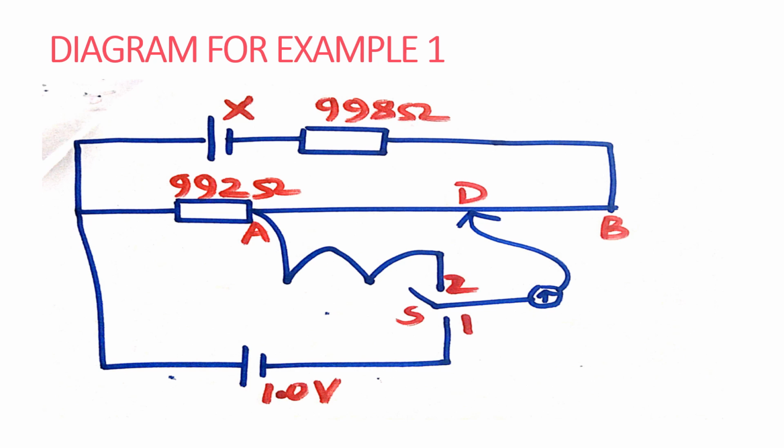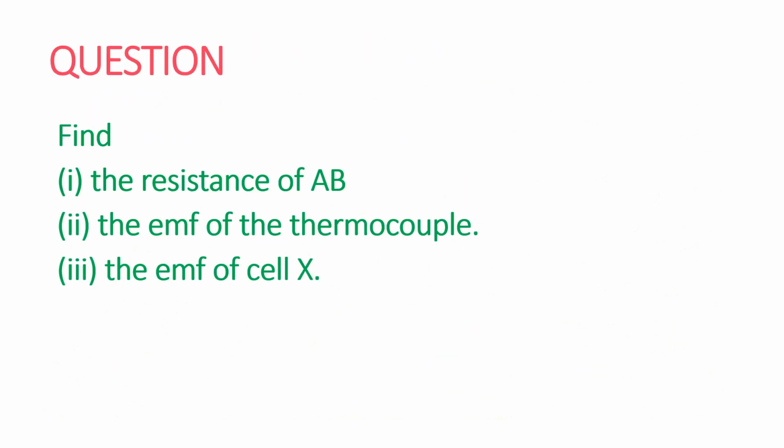So we would like to find the EMF of the thermocouple. That is the question. First, find the resistance of the wire AB. That is what we are going to find first. Then the EMF of the thermocouple, and then we will also find the EMF of cell X, because the EMF of that cell is not given.